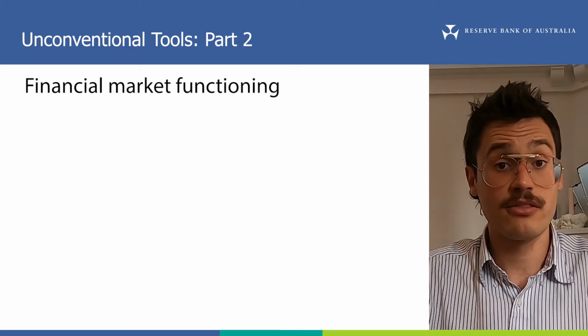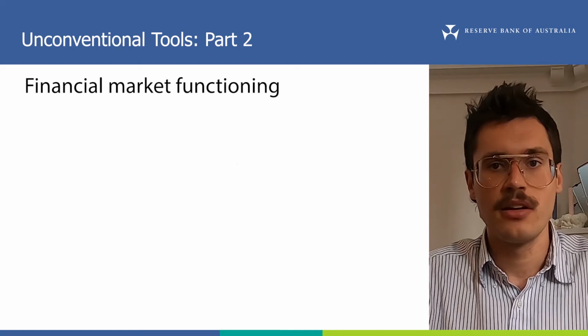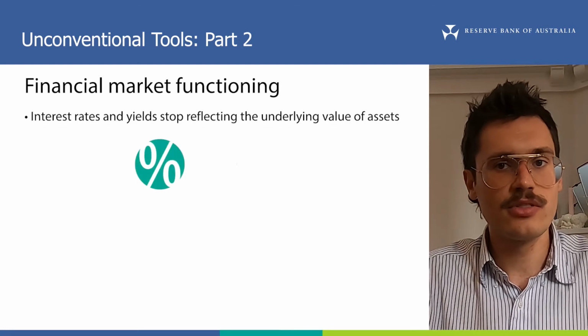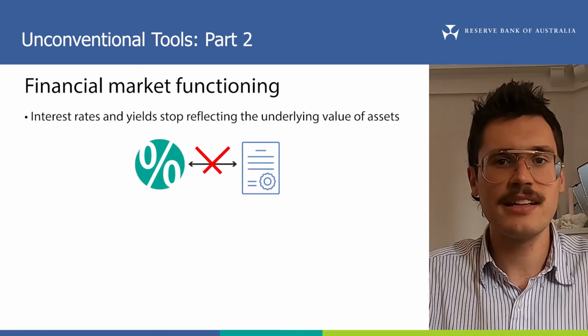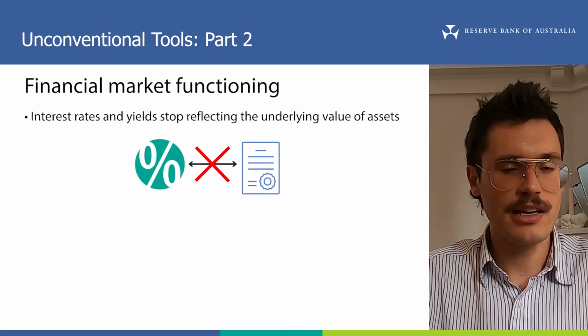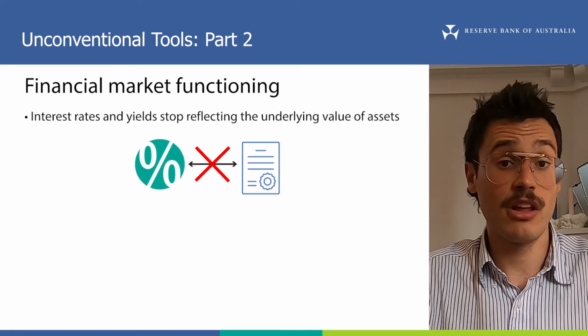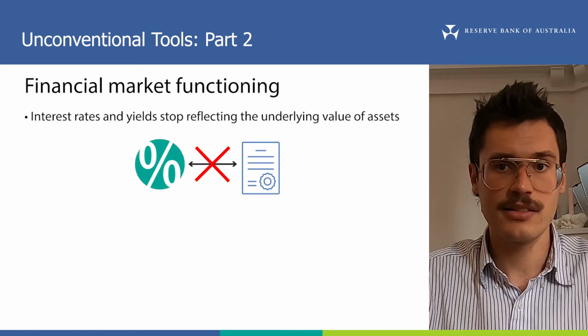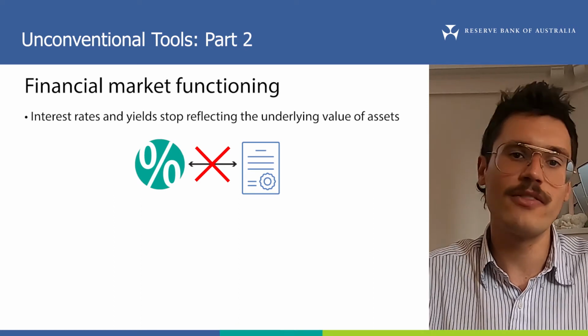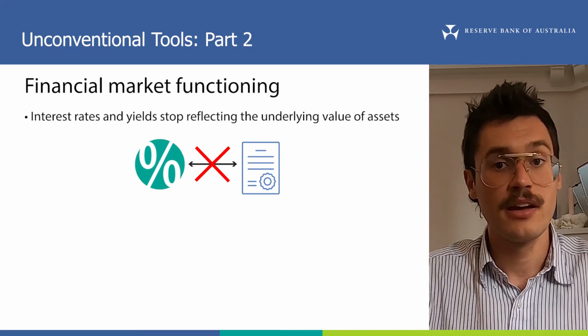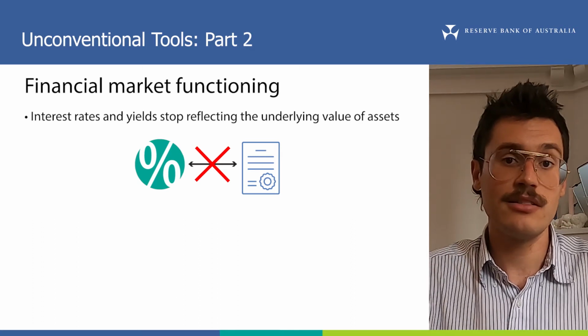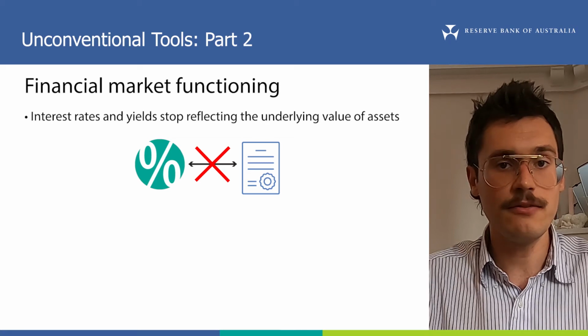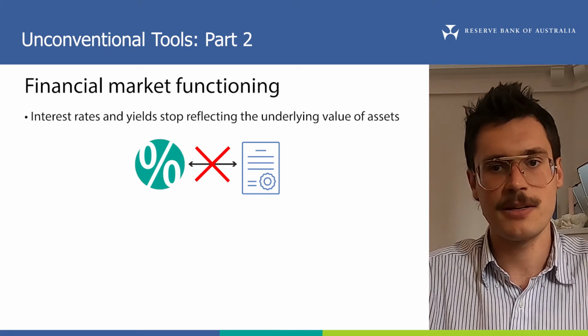So two problems can arise in this situation. First is that interest rates and yields on some assets may stop reflecting their underlying value. For example, if the yield curve stops being a reliable indicator of risk-free interest rates, it's no longer a good reference point for other interest rates in the economy. This can reduce the RBA's ability to use its monetary policy tools to influence broader interest rates in the economy.